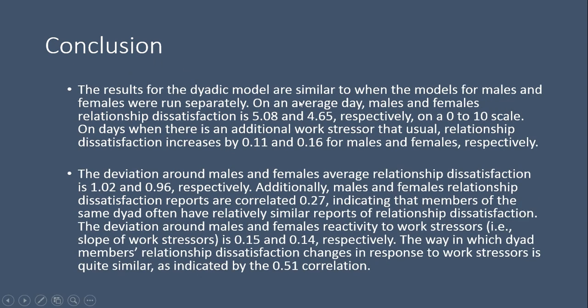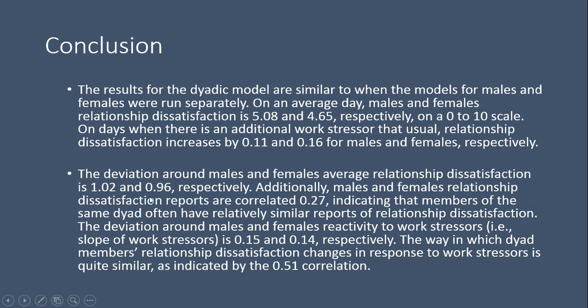The results of the dyadic model are similar to when the models for males and females were run separately. On an average day, males' and females' relationship dissatisfaction is 5.08 and 4.65 respectively, on a 0 to 10 scale. On days when there is an additional work stressor, relationship dissatisfaction increases by 0.11 and 0.6 for males and females respectively. So this is a combined model. And now the deviation around males' and females' average relationship dissatisfaction is 0.12 and 0.96 respectively.